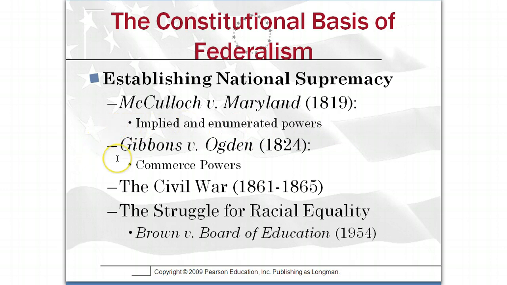This is where the federal government wanted to regulate an issue, but the state said it did not have power to do so. Gibbons versus Ogden cited the commerce powers, the power to regulate interstate commerce, trade between states, to give the national government the power to do what it wanted to do. So the implied powers in the necessary and proper clause and the powers of commerce regulation between states are what have strengthened the power of the national government over the states.